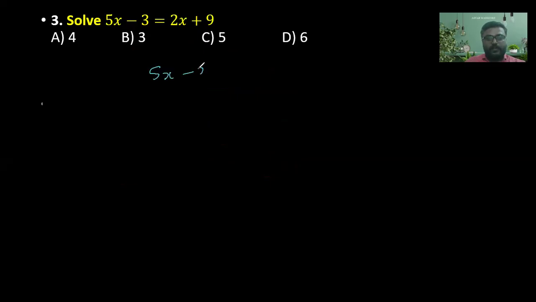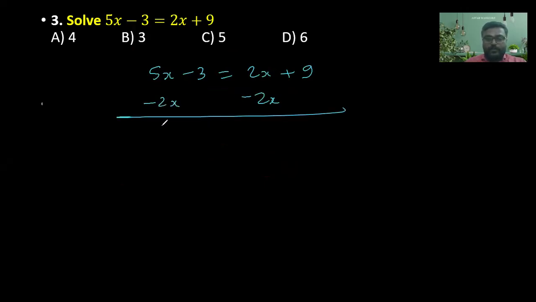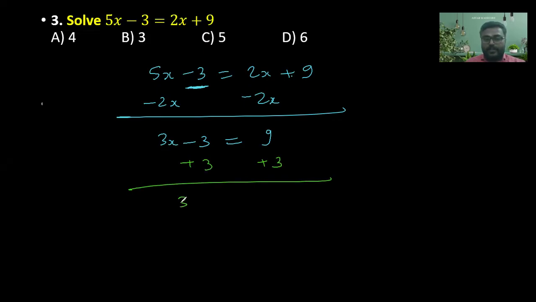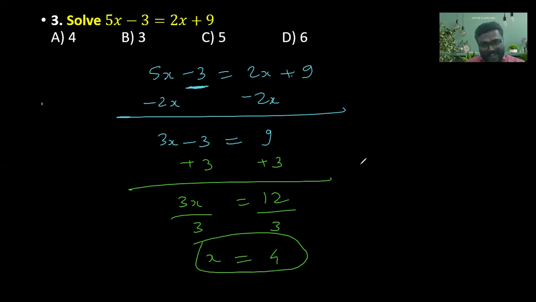So 5x minus 3 equals 2x plus 9. Remember to take all the like terms to one side. So first I will subtract this 2x. 5x minus 2x is 3x. Take the sign which was on the left hand side as it is. Here there is positive, so I'll put positive 9 over here. Now add 3 to both the sides. What do you get? 3x equals 12. Divide both the sides by 3. X is equal to 4. So that is your answer.